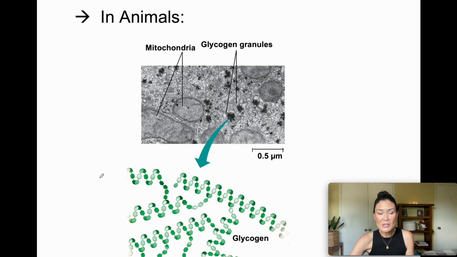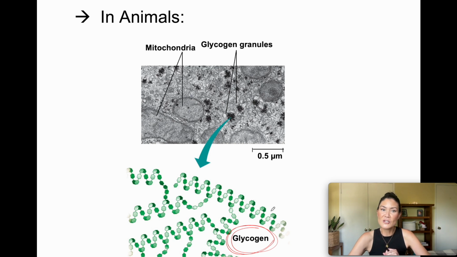In animals, it looks very similar. In animals like us, we also have long chains of glucose molecules, but we call that glycogen. Glycogen is energy storage for us as well. We store glycogen in our muscles and in our liver. One of the reasons we store glycogen in our muscles and liver is because those are some of the most active parts of our body, right?